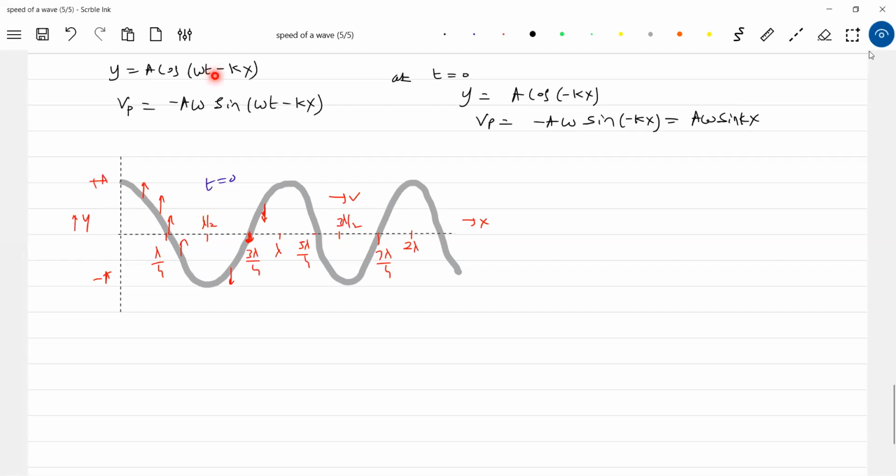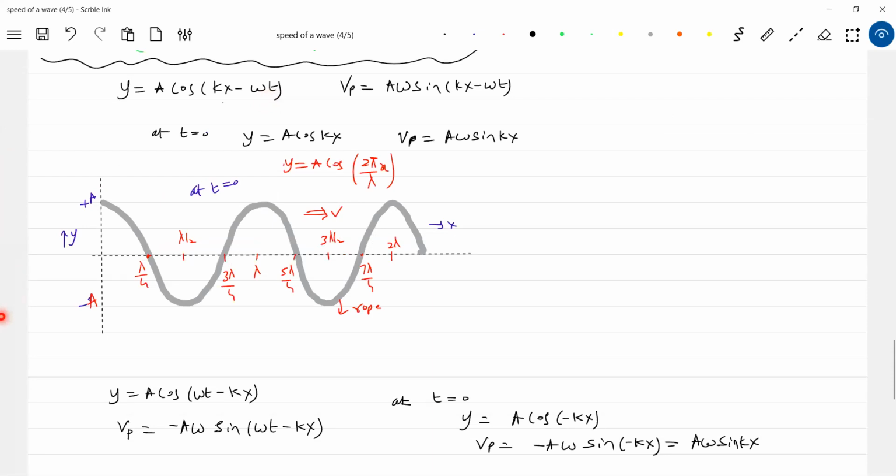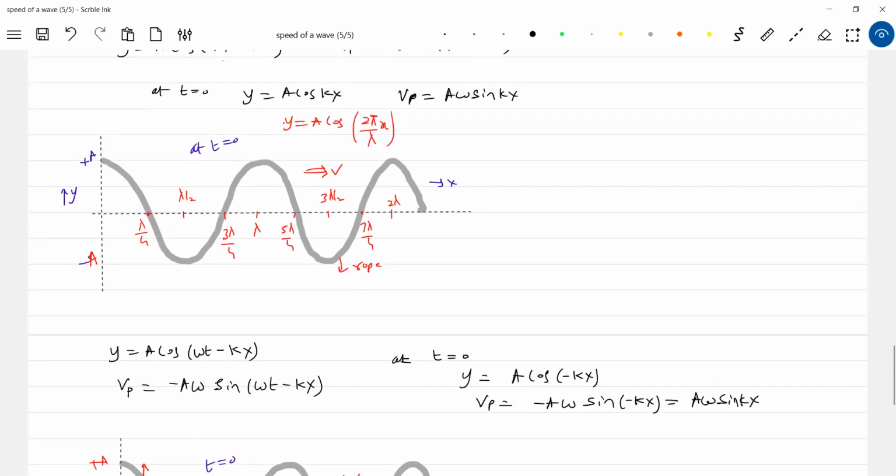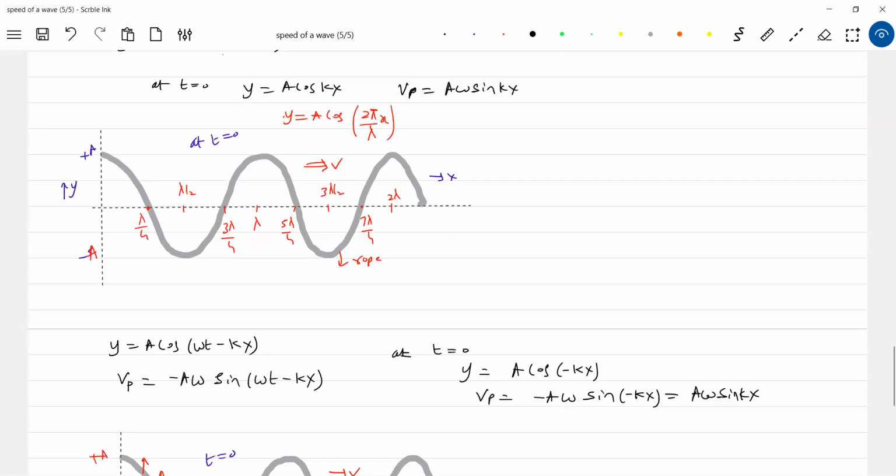Okay, omega t minus kx. So earlier what we plotted was kx minus omega t. Okay, here also, sir, can you show about the speed? Yes, it will be the same idea.